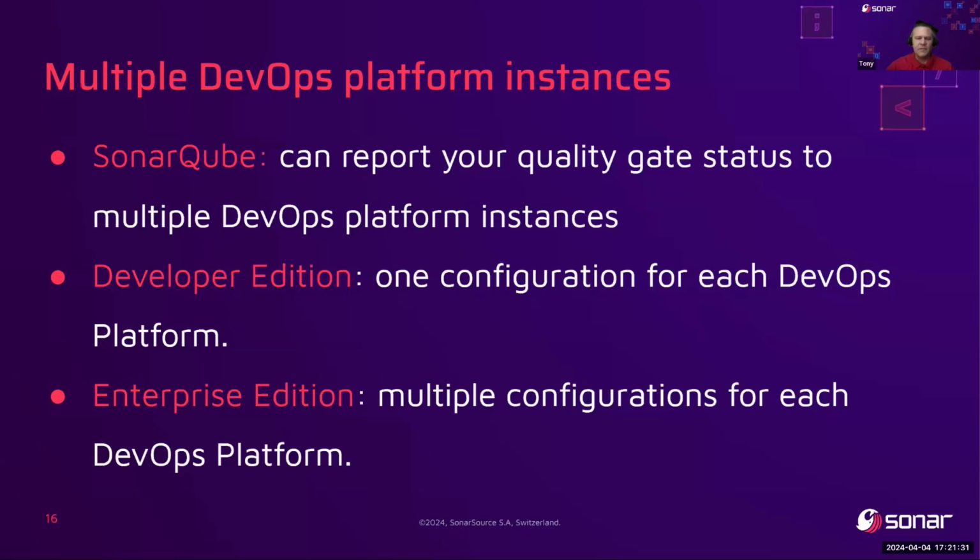So if you have teams or departments that are using GitHub but have it configured differently, maybe they need to connect to different tools and they each have their own instance, the Enterprise Edition can handle that. Same thing if there's a merger and acquisition. Each team may have DevOps platforms, maybe the same ones you're currently using, but they have different needs. Like I said, connecting to different tools. Enterprise Edition can handle multiple configurations of each DevOps platform. The Developer Edition can handle one configuration for each platform.